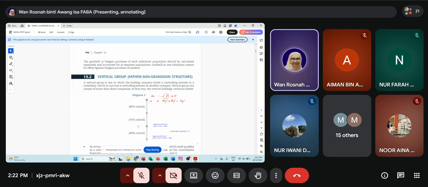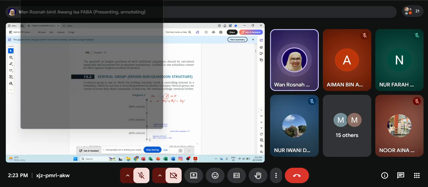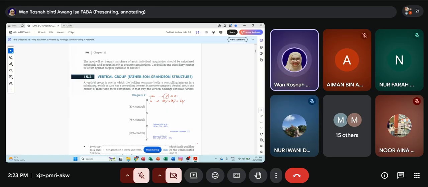In this case, X acquires Y, another company, and Y is considered a subsidiary of X. If you notice diagram 2 here, the holding company S acquires X more than 50%, which is 75%, so X becomes a subsidiary of S, and Y becomes a subsidiary of X, and X becomes the holding company of Y.